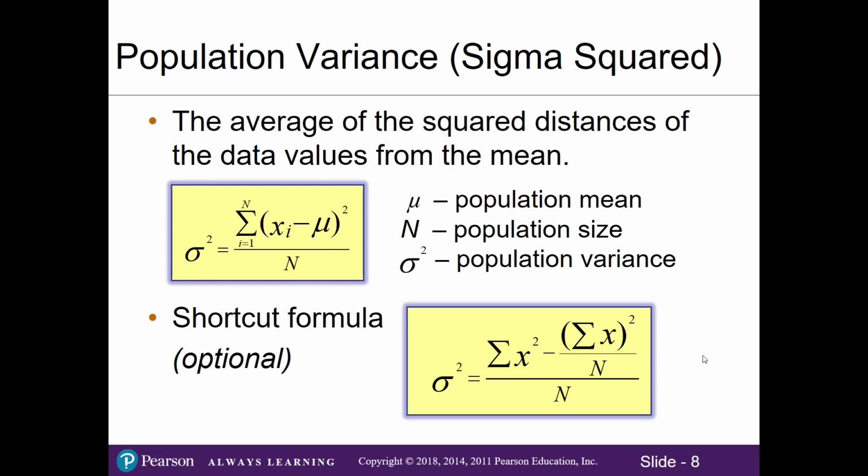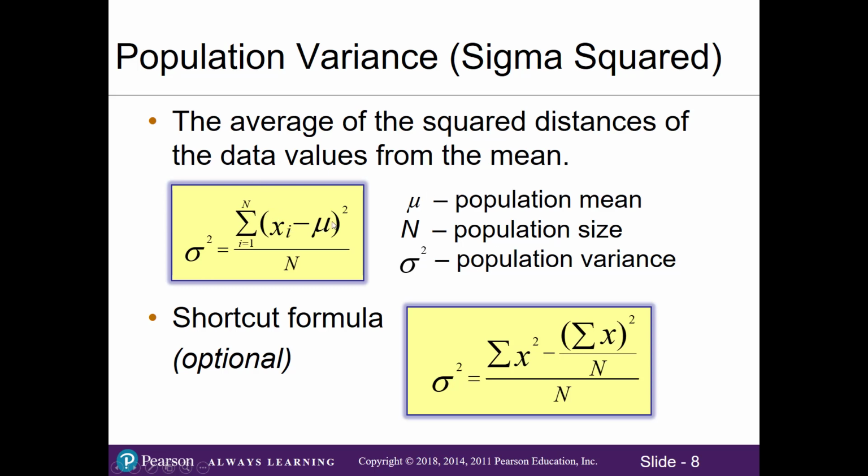Another form of variation that we're going to often use throughout the semester, so it's really important that we get a good understanding of it, is population variance. This is the average of the squared distances of the data values from the mean. So here we have our formula using our various Greek letters. Let's make sure we understand what each symbol means. Here is our mu, that's our population mean, and we learned how to do that previously. Our big N, that's our total population size. And this symbol here is sigma squared, which means population variance.